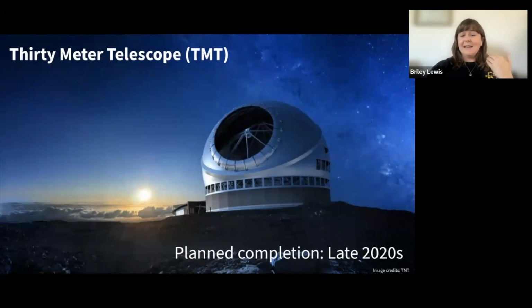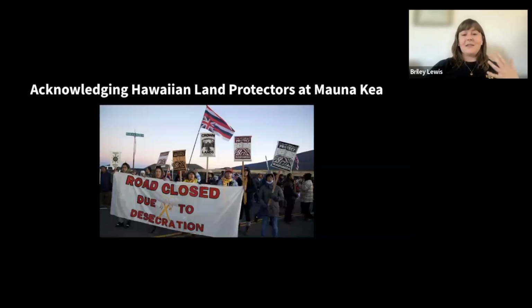One reason that I say it was originally planned for completion in the late 2020s is that there's been significant debate around where to put this telescope because of pushback from Native Hawaiians over the use of the sacred mountain Mauna Kea. So I want to acknowledge that there are these groups of Hawaiian land protectors at Mauna Kea that are fighting for indigenous rights.